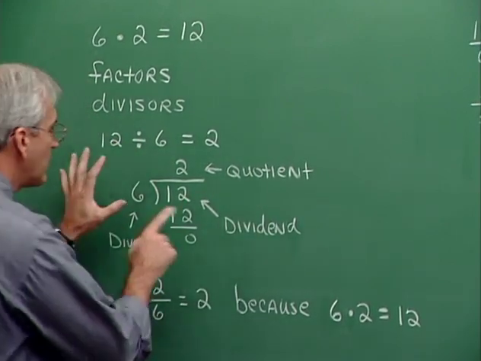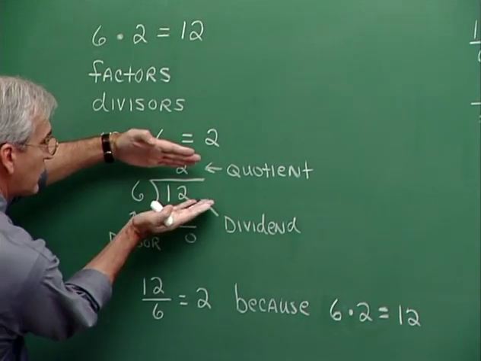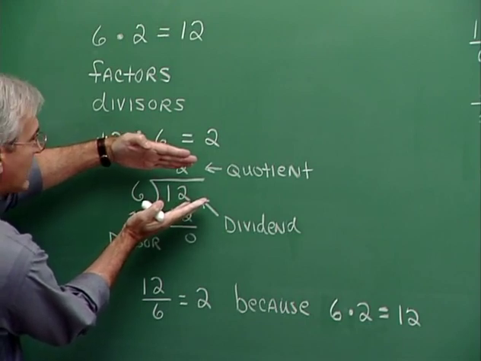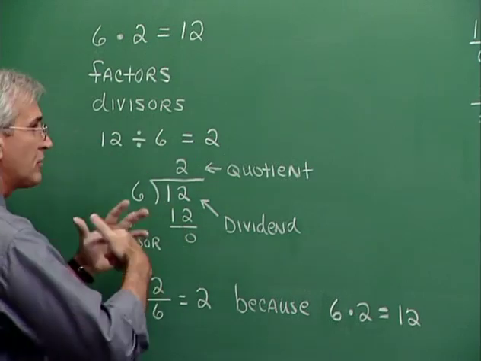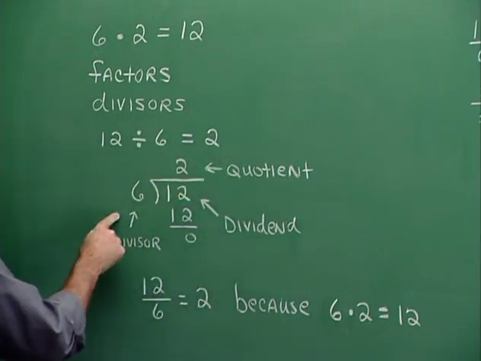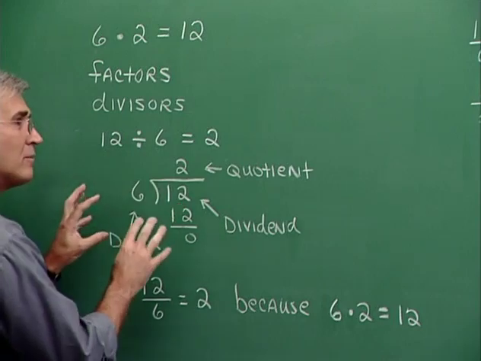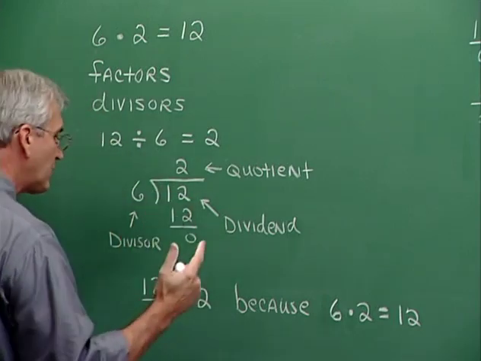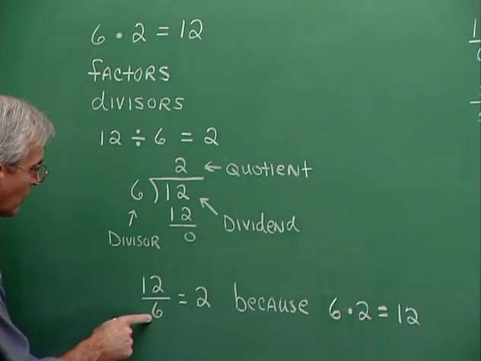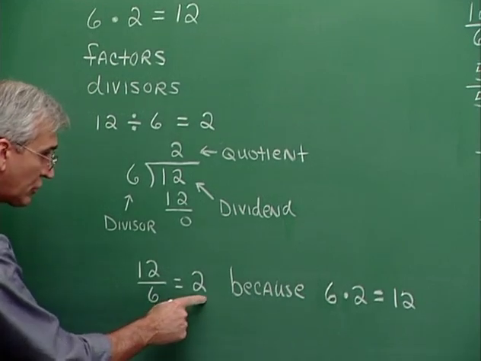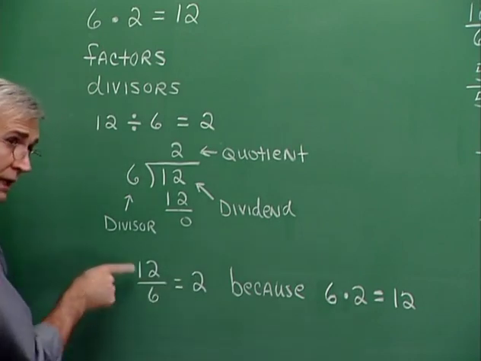Now, notice that in this process, when we first start, when we have this situation where we have 6 into 12, we're kind of saying to ourselves, what times 6 is equal to 12? And once we get an answer, we are understanding that it's the quotient times the divisor that gives this dividend. And that then becomes the reason that this is the correct answer. That is, 12 divided by 6, and by the way, this is another way to show division, 12 over 6 means 12 divided by 6 is equal to 2 because 6 times 2 is 12.